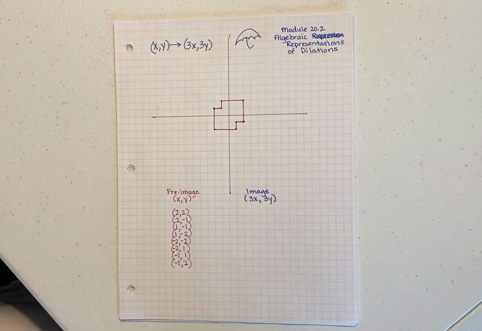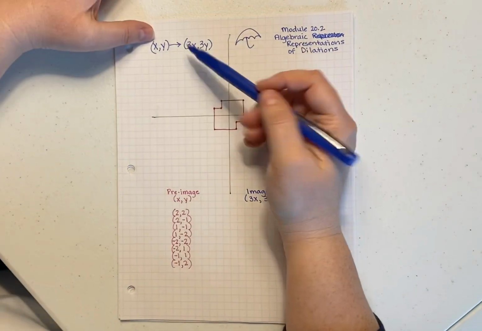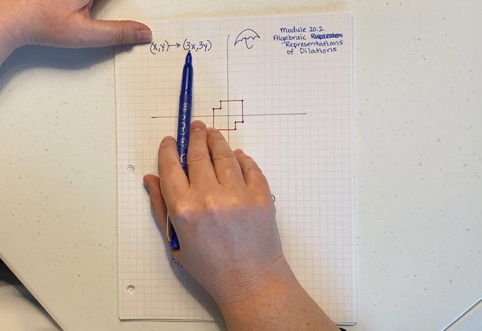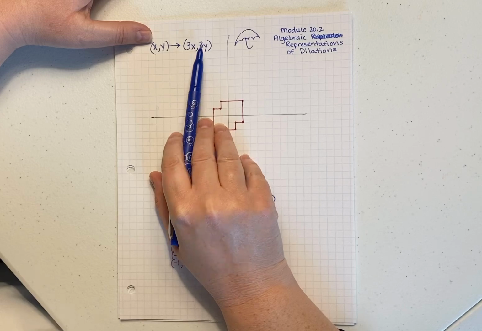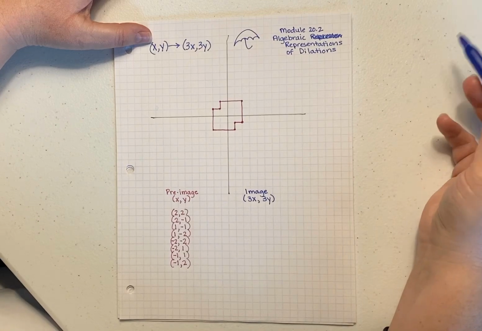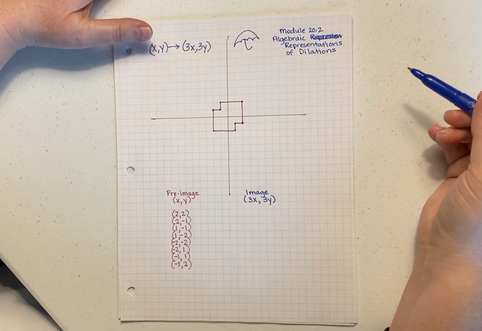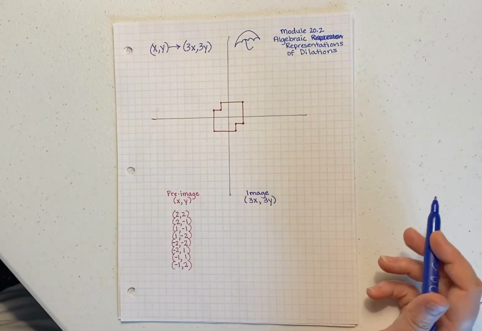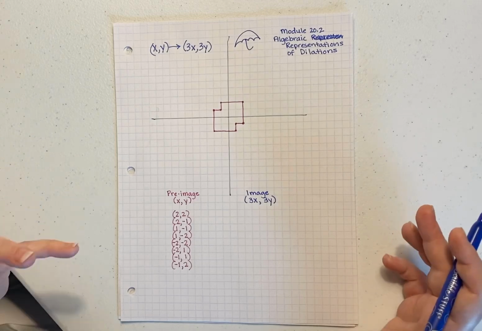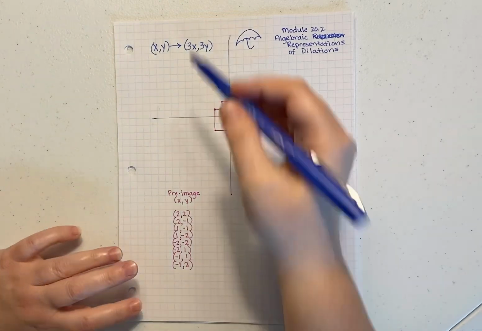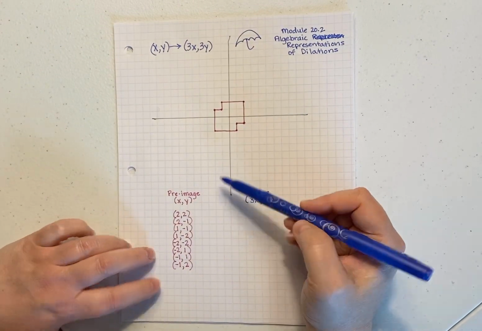So today might be a pretty easy day for you guys because we talked a lot about this already yesterday. Our algebraic representation of a dilation is essentially saying we are going to multiply the x value and the y value by the same coefficient, the same number, okay? And the reason why that's important is because that means it is proportional. It needs to be the same number that we're multiplying by in order for our final image to be proportional to the pre-image, okay?